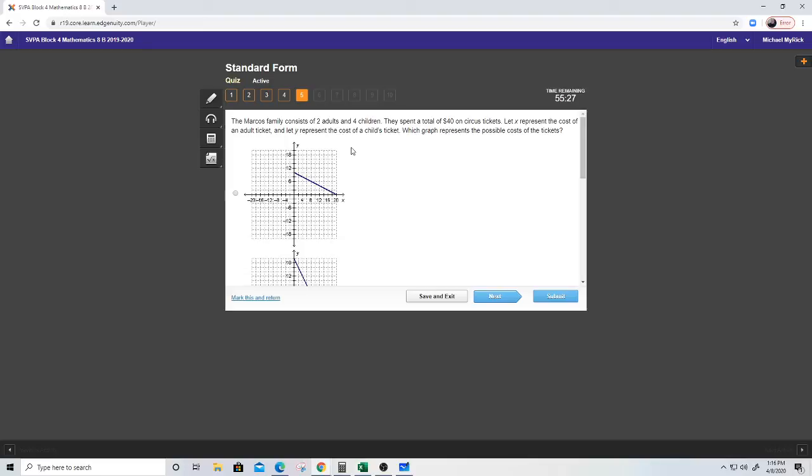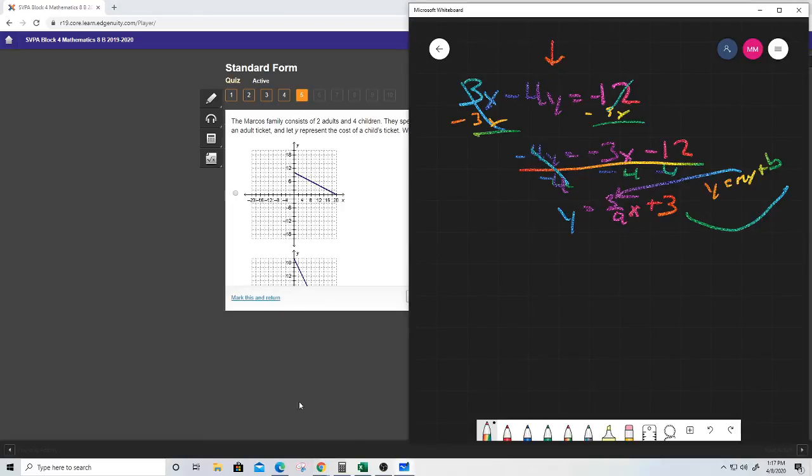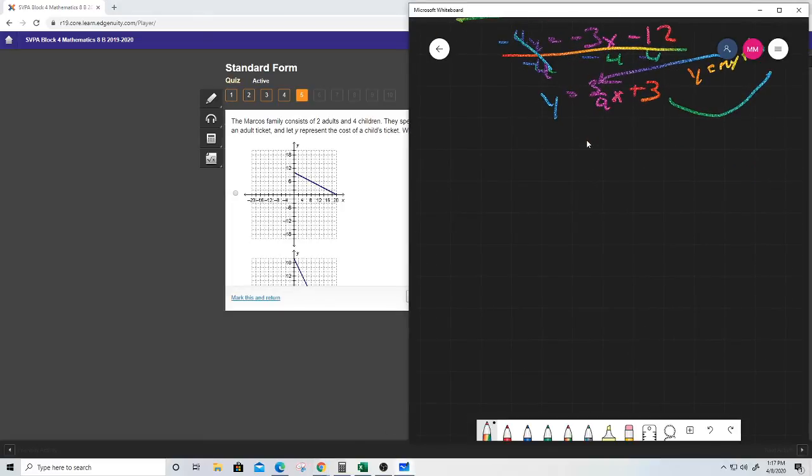Alright, the Marcos family consists of 2 adults and 4 children. They spent a total of $40 on the circus. Let X represent the cost of an adult and Y represent the cost of a child's ticket. Which graph represents the possible ticket prices? Okay, so this question is the last question plus a step, right?